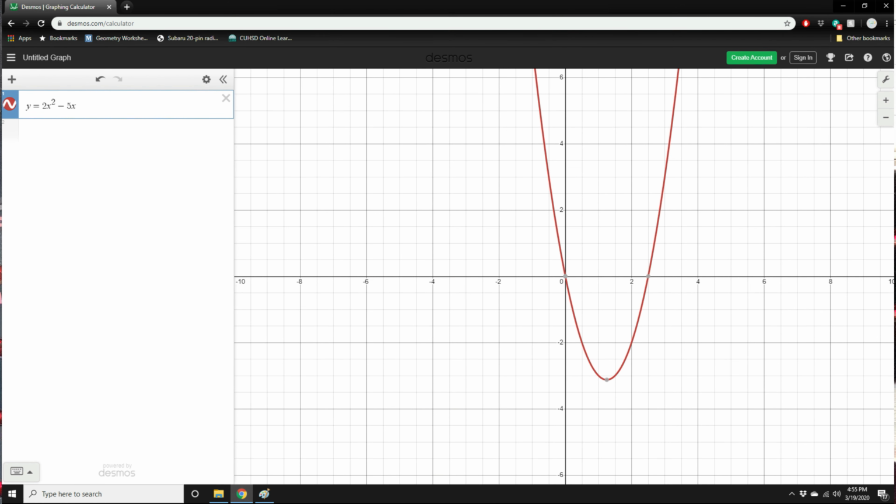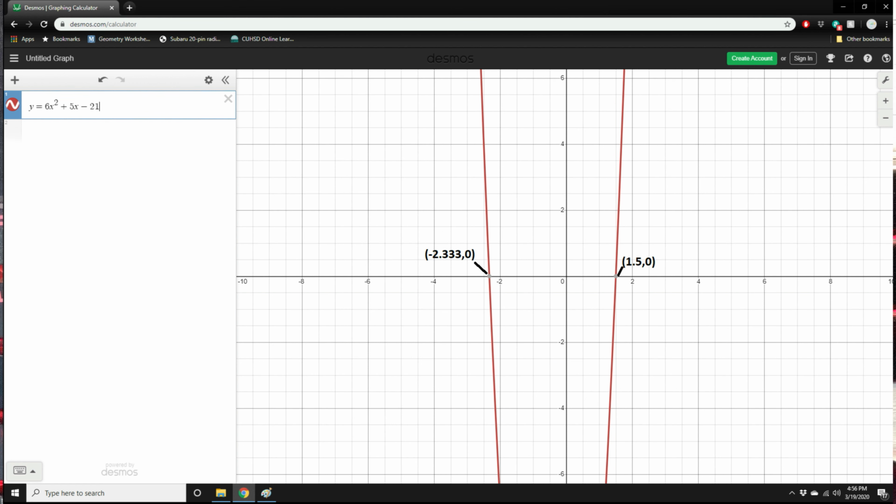For number 11, you're going to put y equals 2x squared minus 5x. And the calculator is going to give you a graph where the x-axis is being intersected right at the 0. On the other side, it's halfway between 2 and 3, so it's 2.5. So your two coordinates are going to be 0 and 2.5.